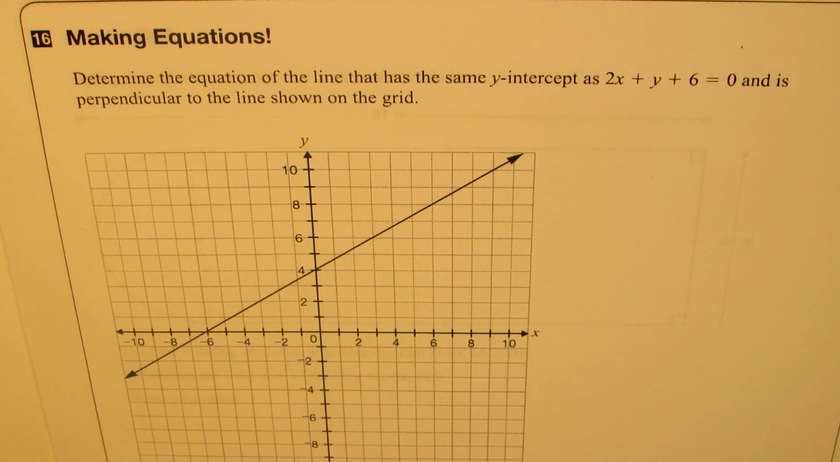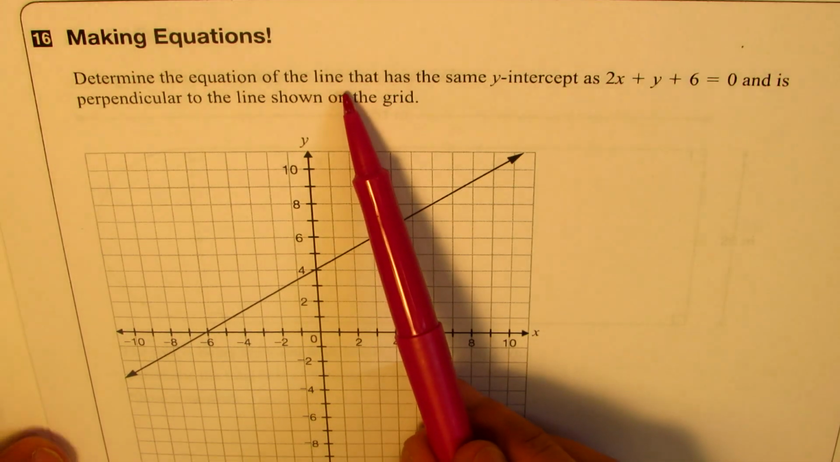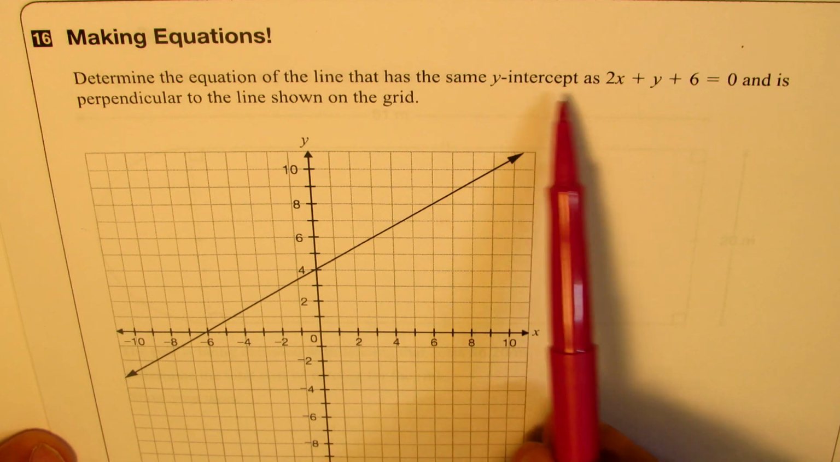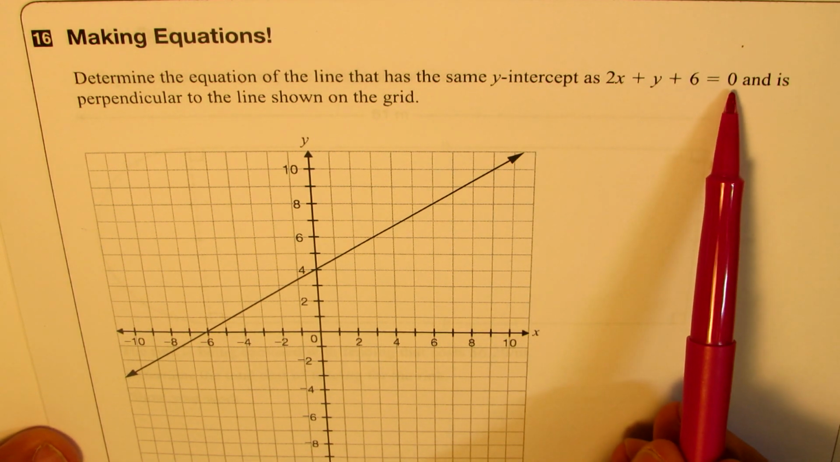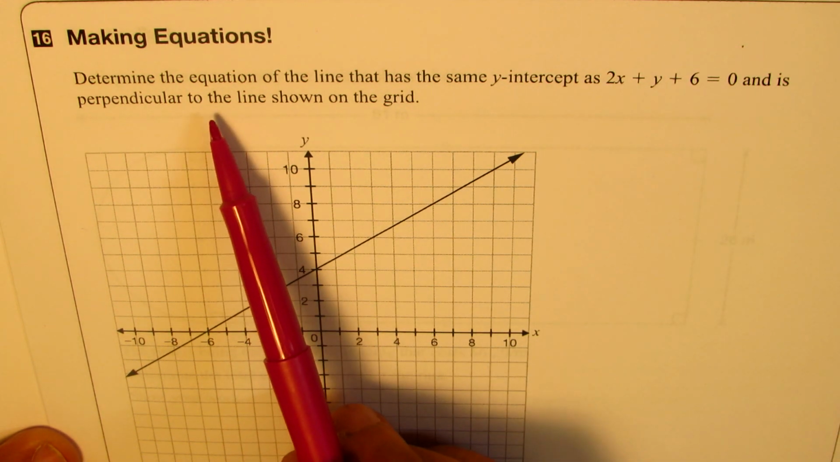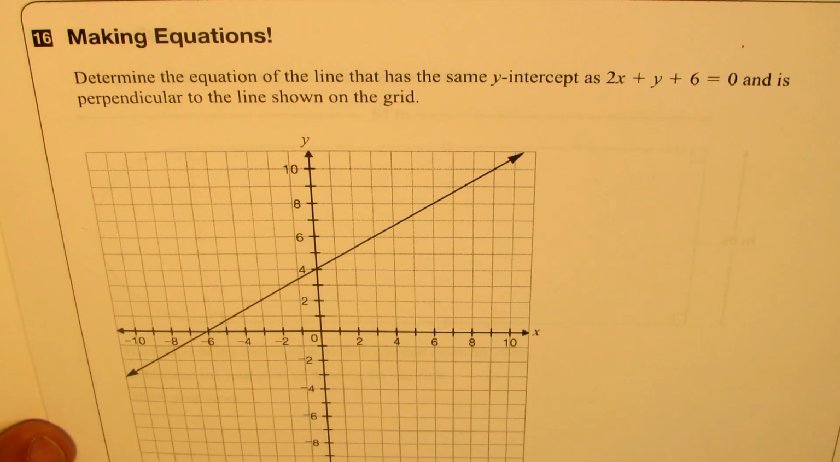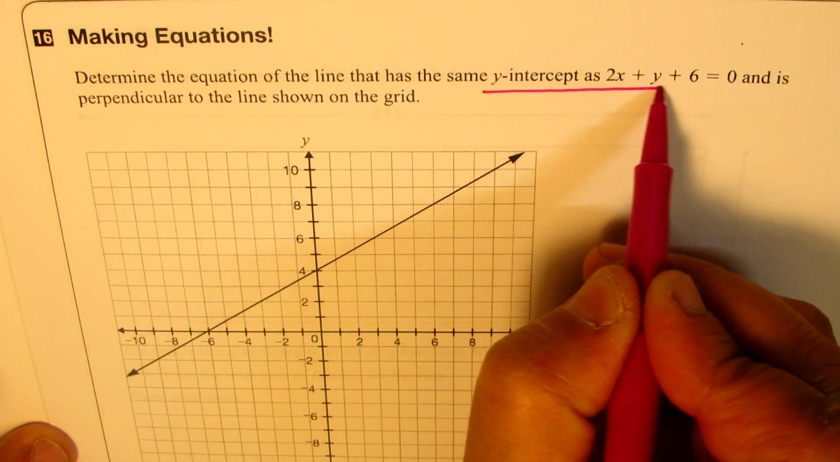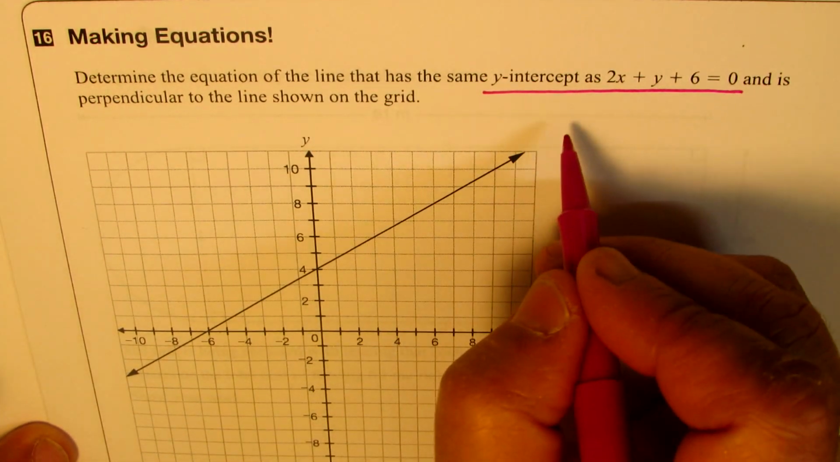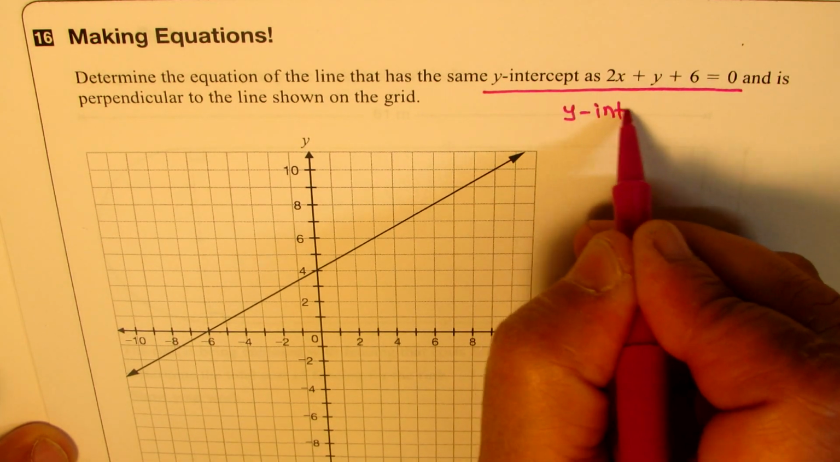Question number 16. Determine the equation of a line that has the same y-intercept as 2x plus y plus 6 equals 0 and is perpendicular to the line shown on the grid. Okay, so let's find the y-intercept of the given line, right? So when I say y-intercept, it means what?